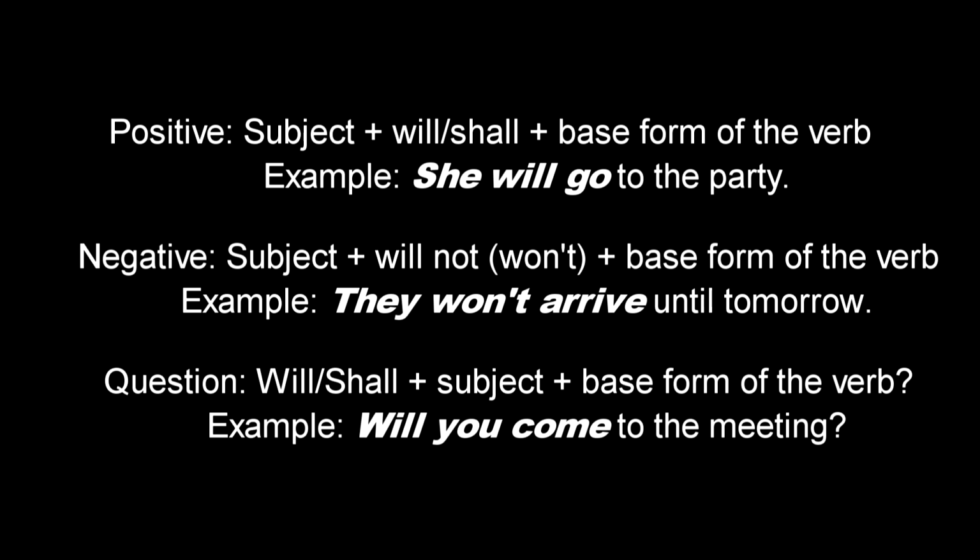Negative: subject plus will not plus base form of the verb. Example: they won't arrive until tomorrow. Question: will/shall plus subject plus base form of the verb. Example: will you come to the meeting?